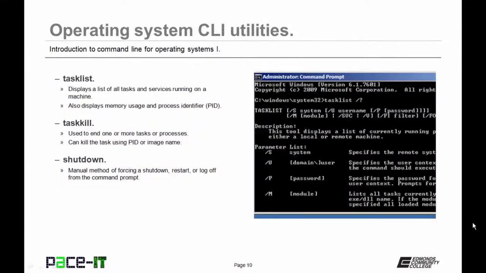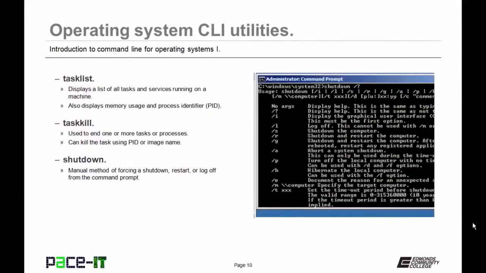Now let's move on to some other commands, and let's talk about tasklist. It displays a list of all tasks and services that are running on a machine. It also displays memory usage and the process identifier, the PID. Now you should run tasklist before you run taskkill. This is used to end one or more tasks or processes, and it can kill the task using the PID or the image name. Then we have shutdown. Shutdown is a manual method of forcing a shutdown, restart, or log off from the command prompt.